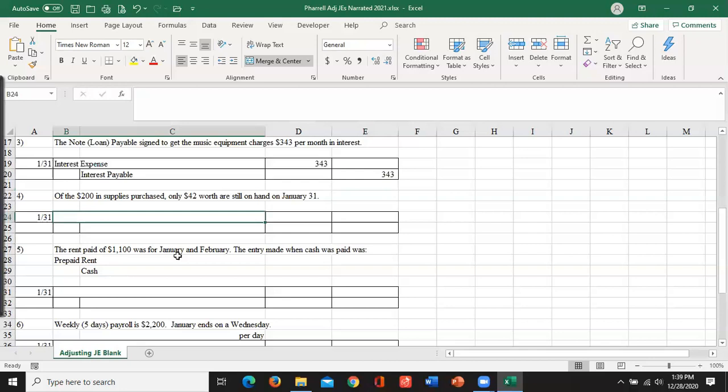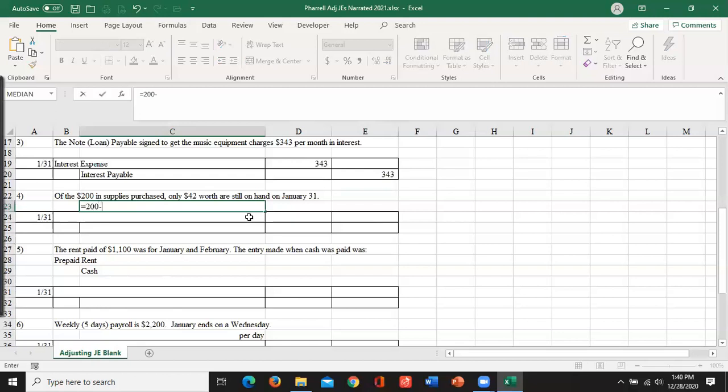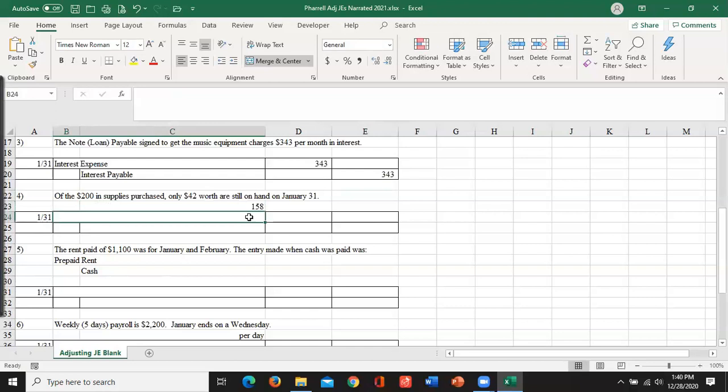Remember, we bought $200 worth of supplies, and we've been using them all through the month. And so let's say we go and look at our cabinet and say, oh, there's about $42 worth of supplies still in that cabinet. So that means if we started with 200 and now we've got 42, we must have used $158 worth of those supplies. Usually we don't keep track of every time somebody uses a pencil what should be an expense. We just wait to the end and estimate what's left.